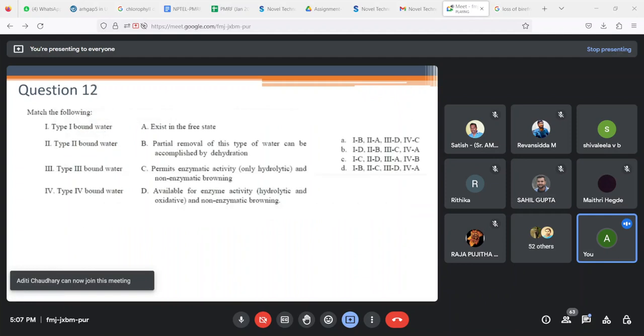Okay. Moving to question 12. So here, match the following. We have different kinds of bound water and what it does in the other column. So are you aware of the concept of bound water? What does bound water mean?